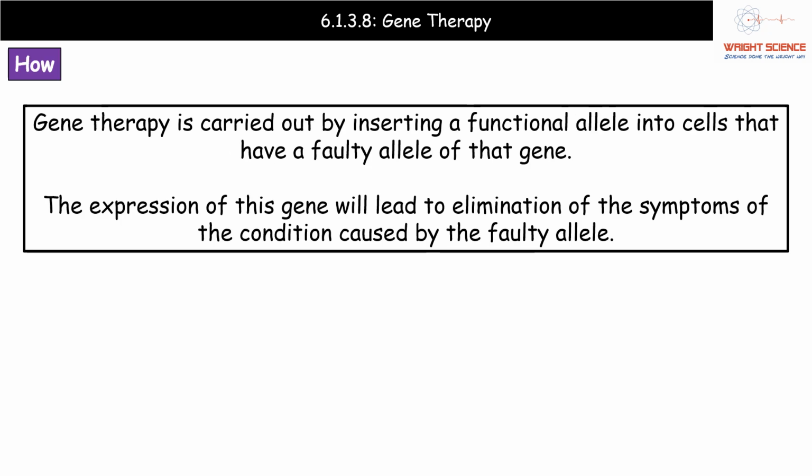In terms of how we do this, quite frequently what we're going to be doing is identifying a condition where it's caused by the presence of a faulty allele of a particular gene. And what we're going to do as a treatment for that is insert the functional allele into the cells that are affected. Now, when we've inserted that functional allele into those cells, then the gene will be expressed, and that will lead to the elimination of the symptoms of that condition.